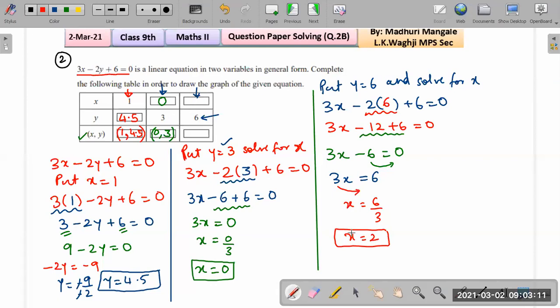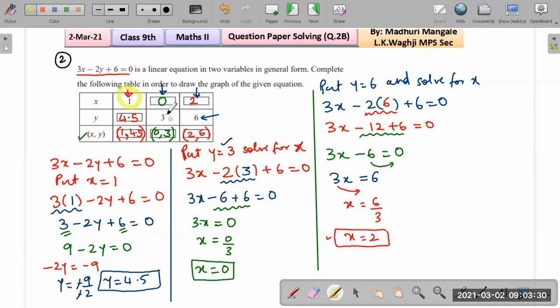And here we have got x equals 2, so we put 2 here in this first box, and in the last one we have to write it in the coordinate format. So x comma y, x is 2 and y is 6. That completes this question.